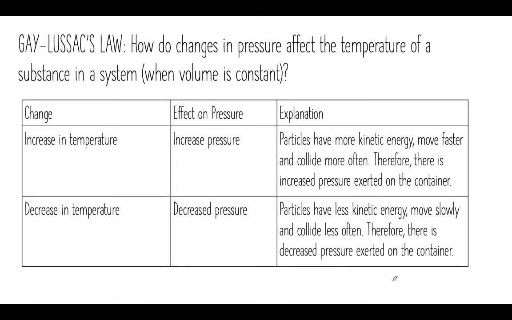So why is it that an increase in temperature results in an increase in pressure? So particles, when they have more temperature, like we talked about in the previous video, have more kinetic energy, which means they move faster and collide more often. And when this happens, when they're colliding a lot and they're moving a lot, there is an increased pressure exerted on the container, right? And when there is a decrease in temperature, there is less kinetic energy, which means the particles move more slowly, which results in less collision and a decrease of pressure exerted on the container.